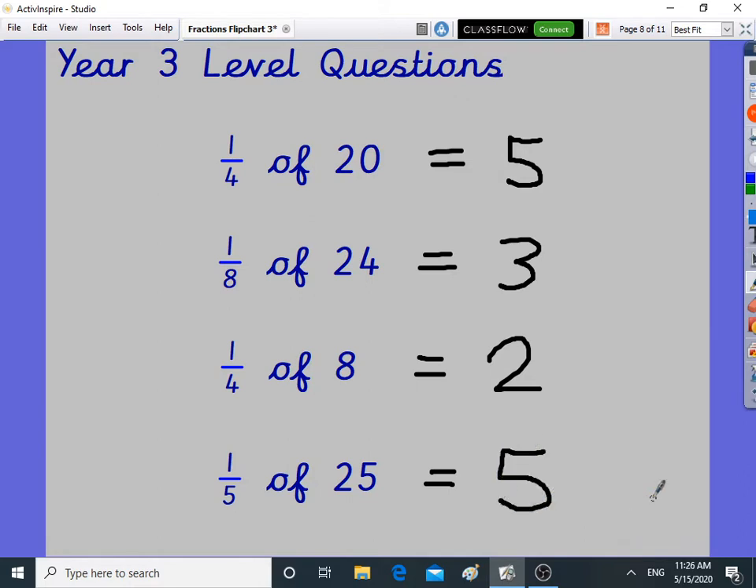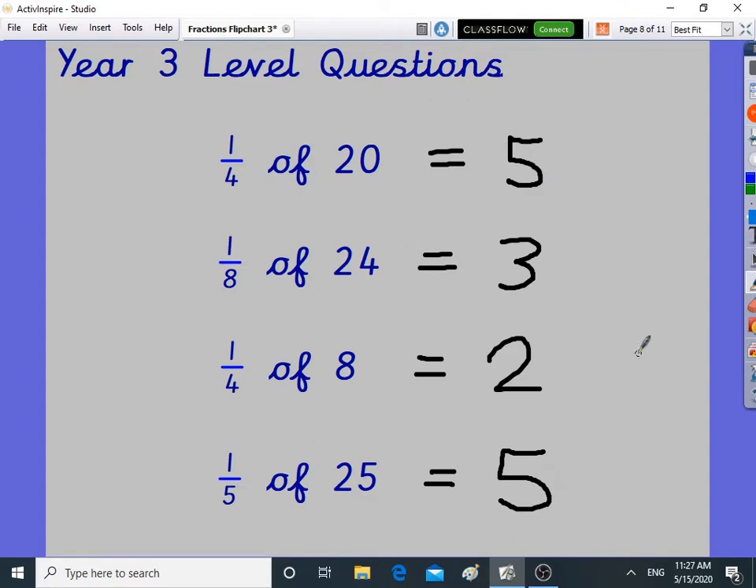So you can get quite quick at doing those in the end by using your times table songs. Hopefully you still practice those songs, year 3s and year 4s. Haven't seen you for a while, but they can solve a lot of things for you in maths. So there we have our year 3 level fractions of quantity questions.